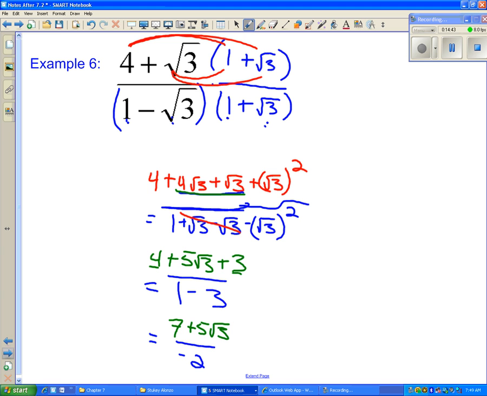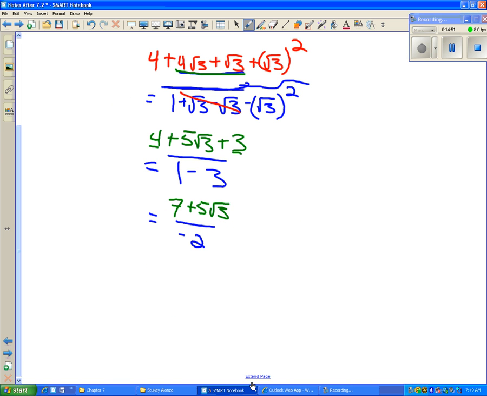I don't care that there is a square root in the top, the numerator. I care that there's not a square root of 3 in the denominator. And so this is my final answer.